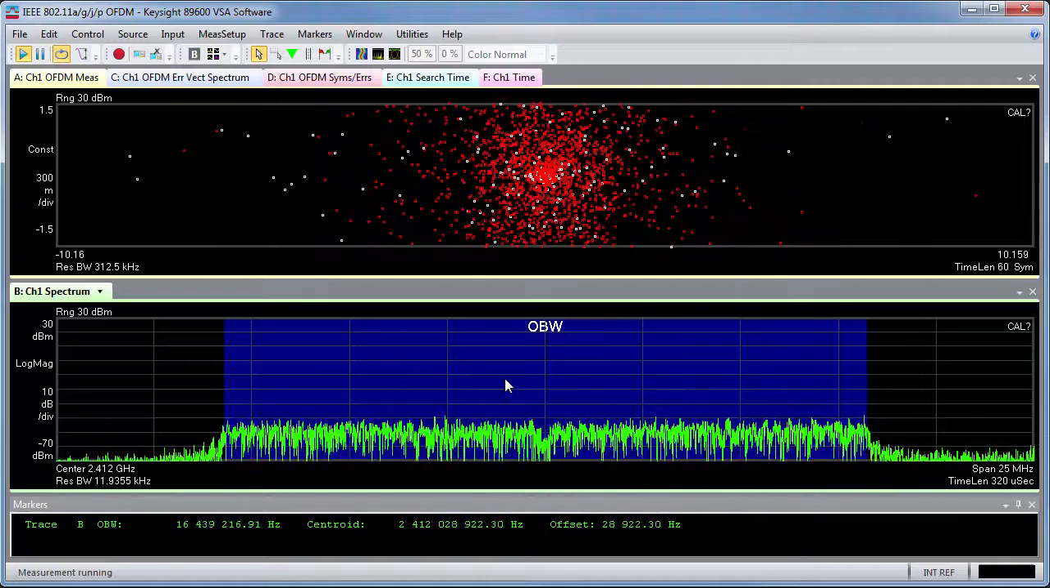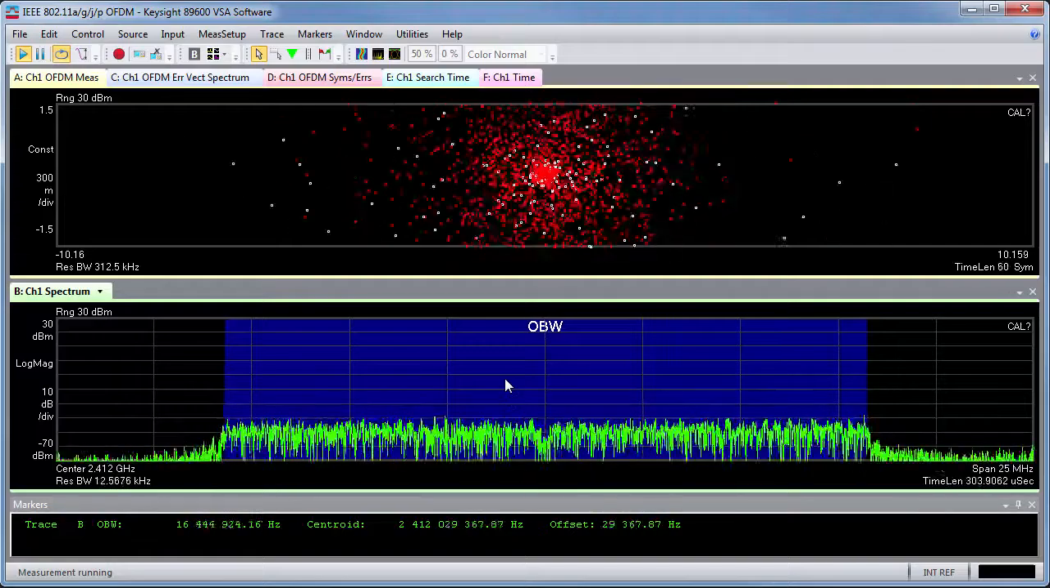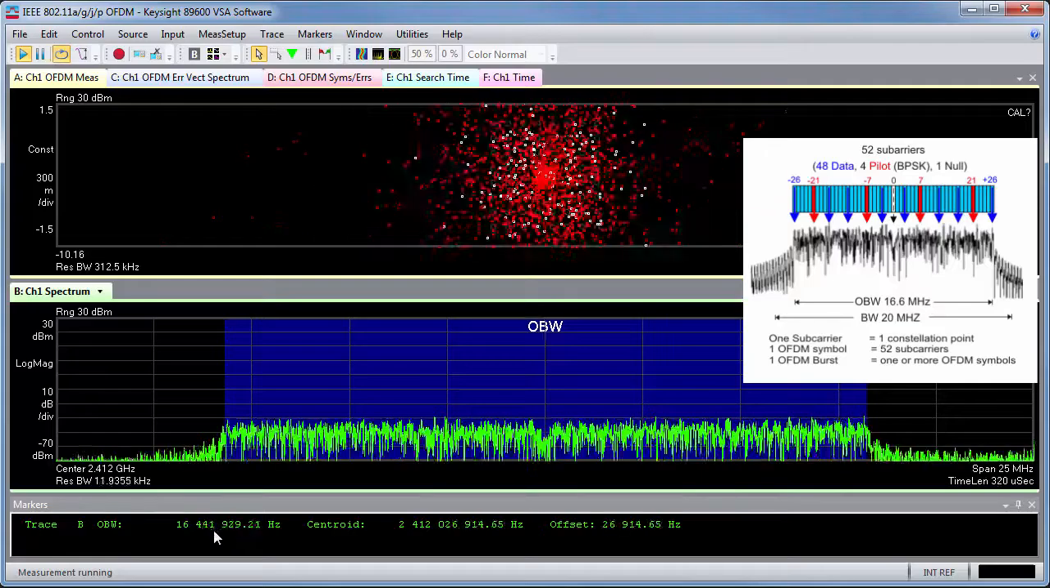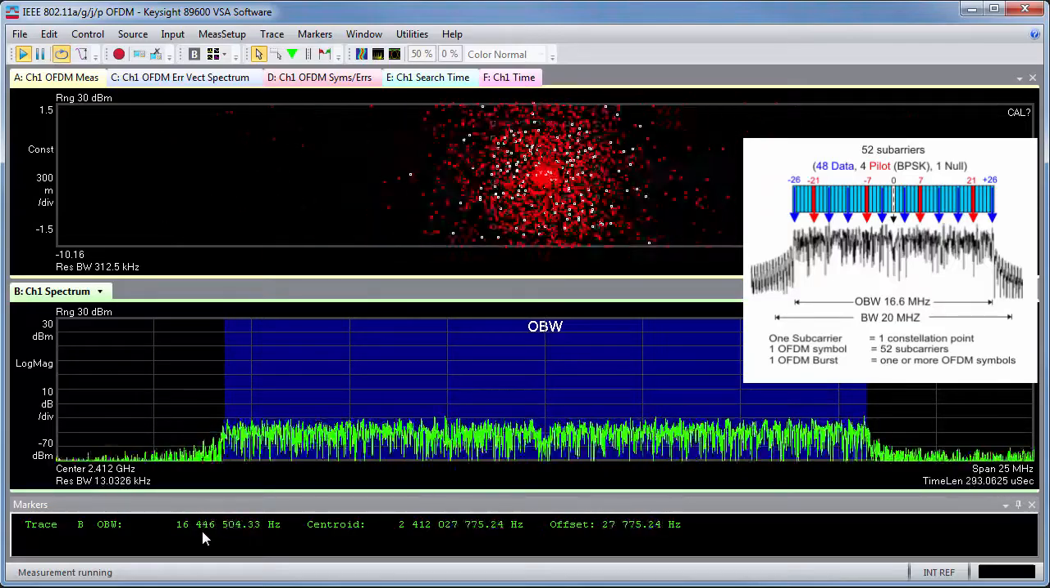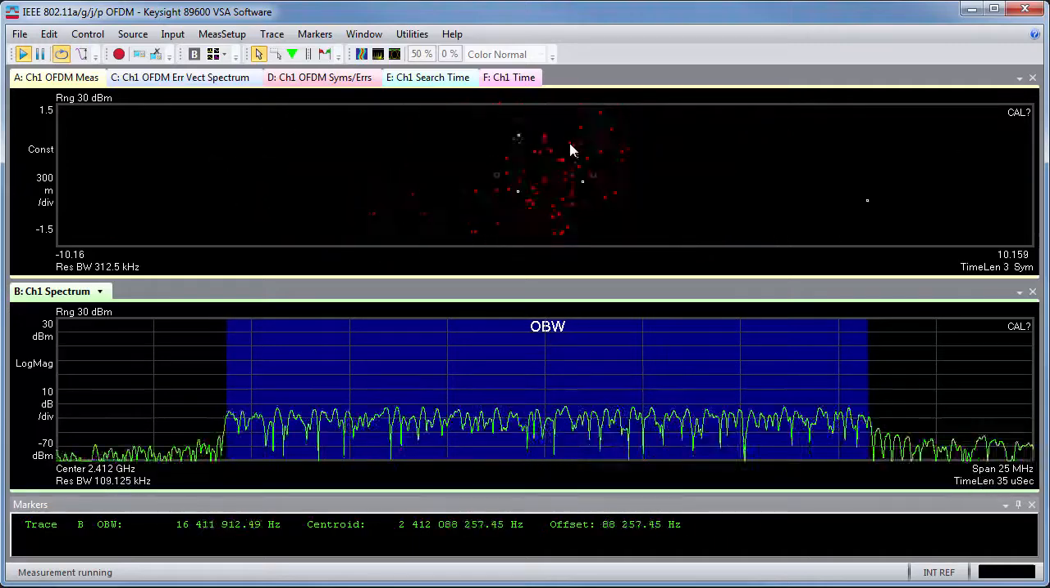Here, we are looking at a signal. Based off the spectrum, it appears to be a proper 802.11a signal, observing that its occupied bandwidth is around 16.5 MHz, which is near what's expected out of this format. However, the VSA software can't demodulate the signal. This tells us that there is something wrong.